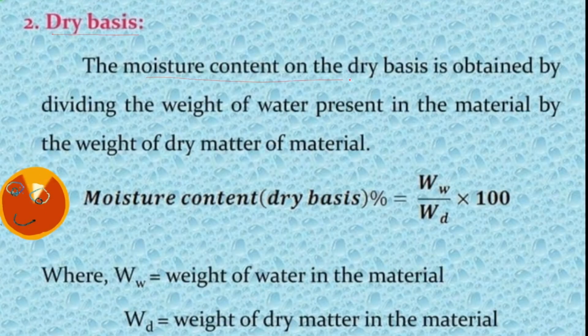The moisture content on the dry basis is obtained by dividing the weight of the water present in the material by the weight of the dry matter of the material. Moisture content dry basis is equal to weight of the water by weight of the dry matter into 100. Before, we saw the weight of the water plus the weight of the dry matter in the wet basis method. Here we only see the weight of the dry matter in the denominator. WW is equal to the weight of the water in the material and WD is the weight of the dry matter.